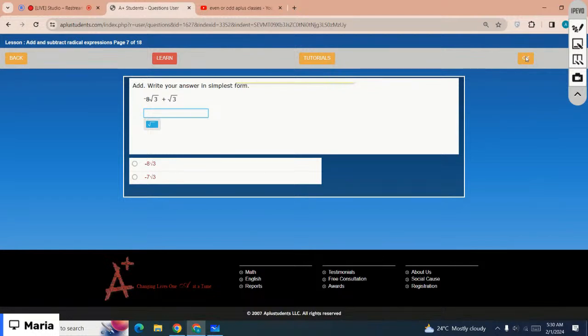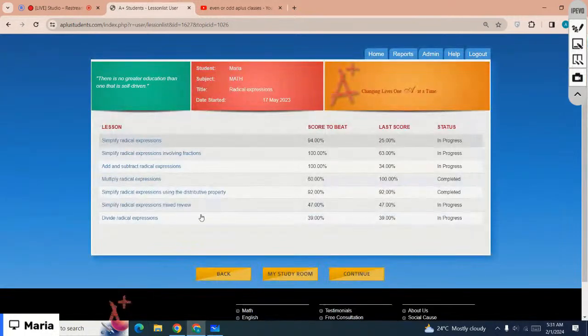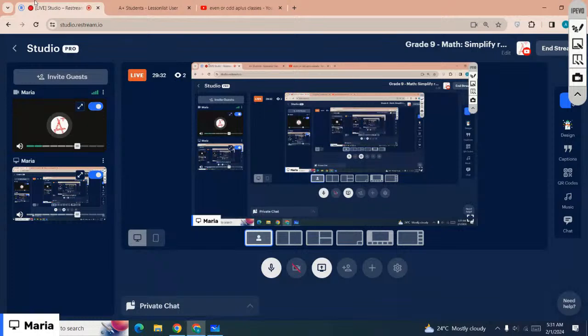Yes, that is negative 7 square root 3. Option number 2 is the correct option, right? Okay, you can complete the lesson by yourself later today. Let me just move on to the next lesson, and the next lesson is multiply radical expressions, right?